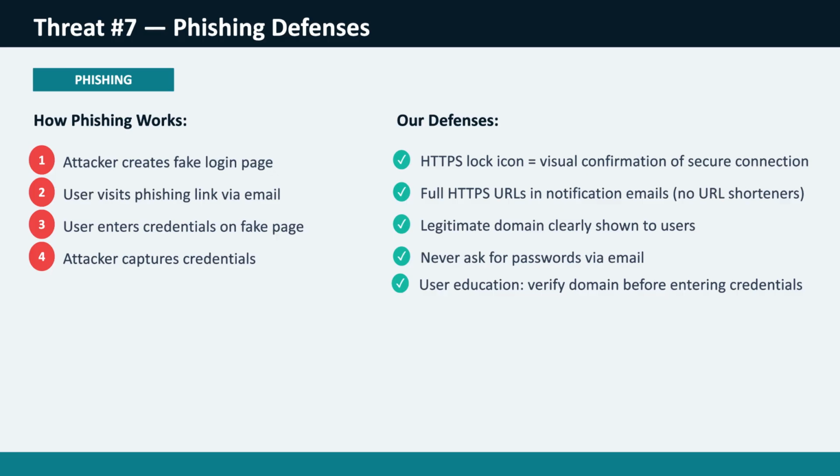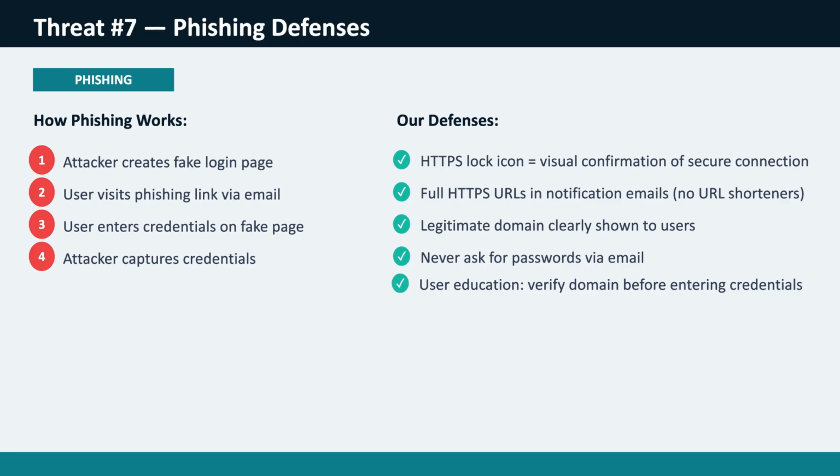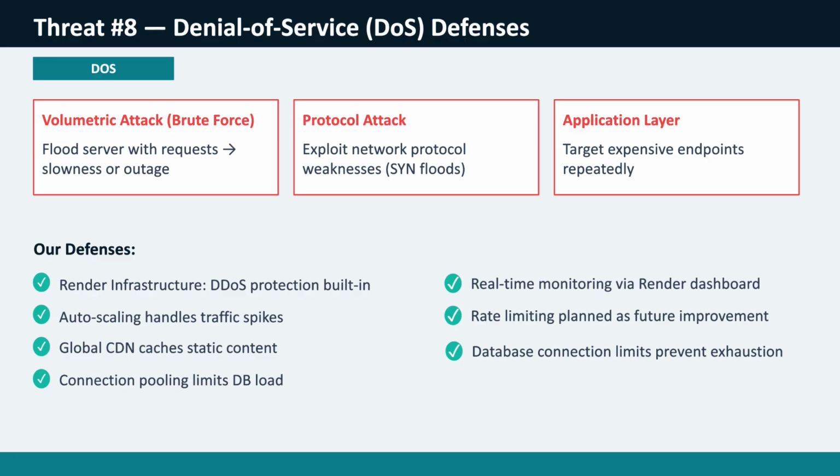Phishing is fundamentally a social engineering attack, not a technical flaw. However, we defend by using HTTPS prominently. The lock icon gives users visual confirmation they are on a legitimate encrypted connection. We designed our emails to always use full URLs so users can see the destination before clicking. We never ask users for passwords via email. While technical measures help, user education is equally important. Users should verify the domain before entering credentials.